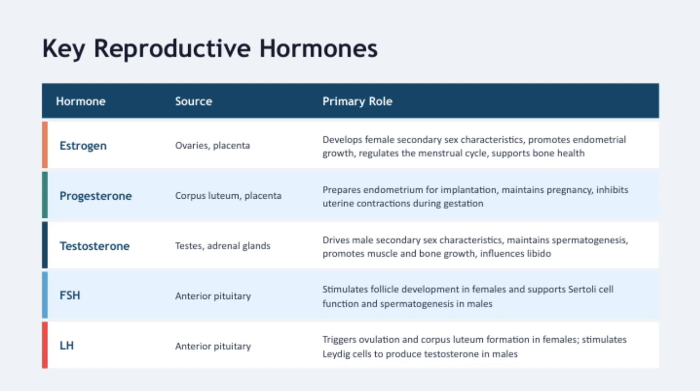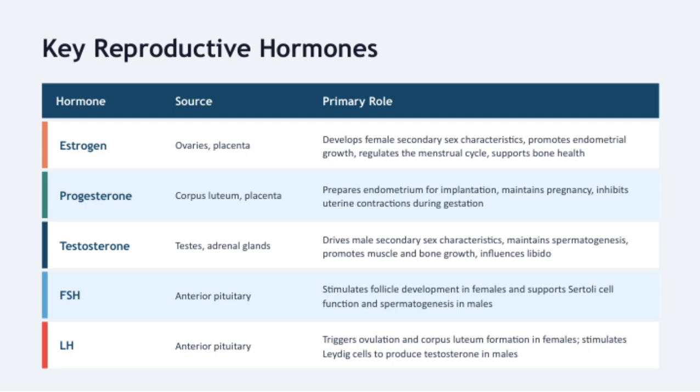Moving on to testosterone, which is mainly produced by the testes and to some extent the adrenal glands. Testosterone drives the development of male secondary sex characteristics like increased muscle mass, facial hair, and deepening of the voice.